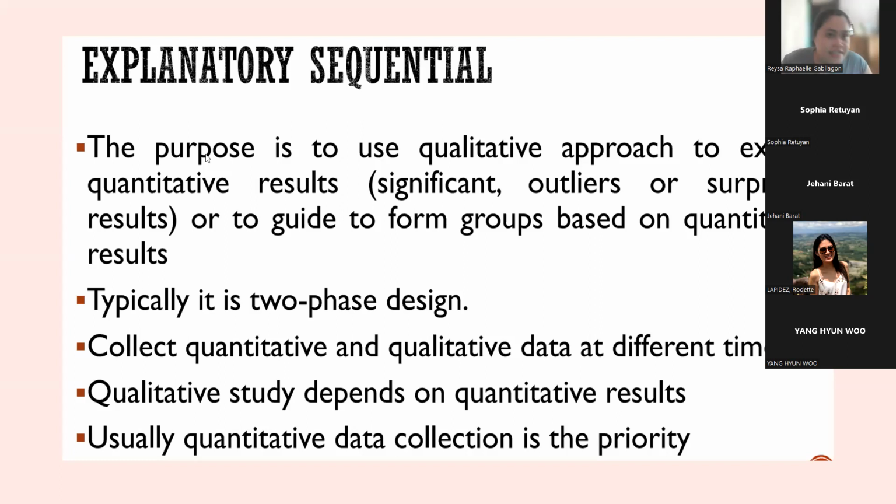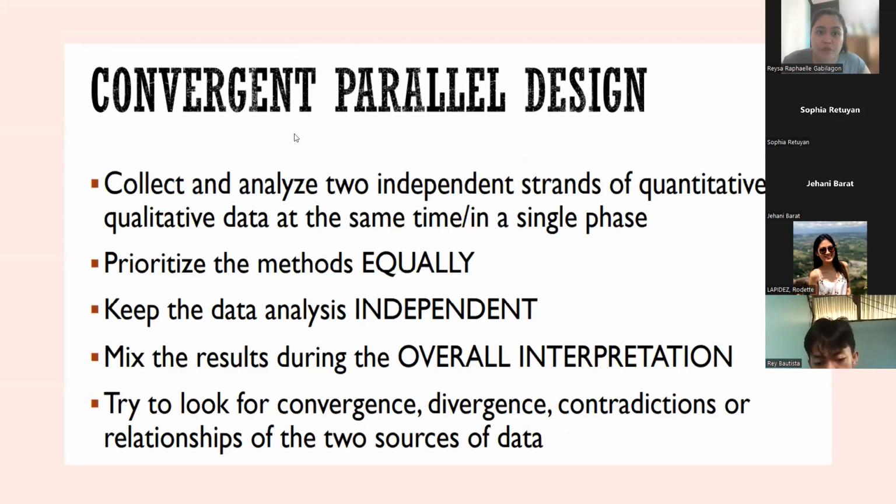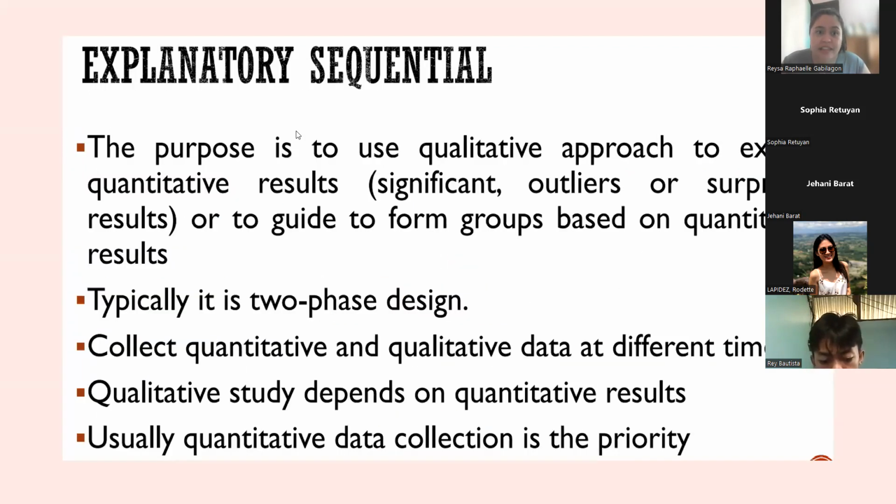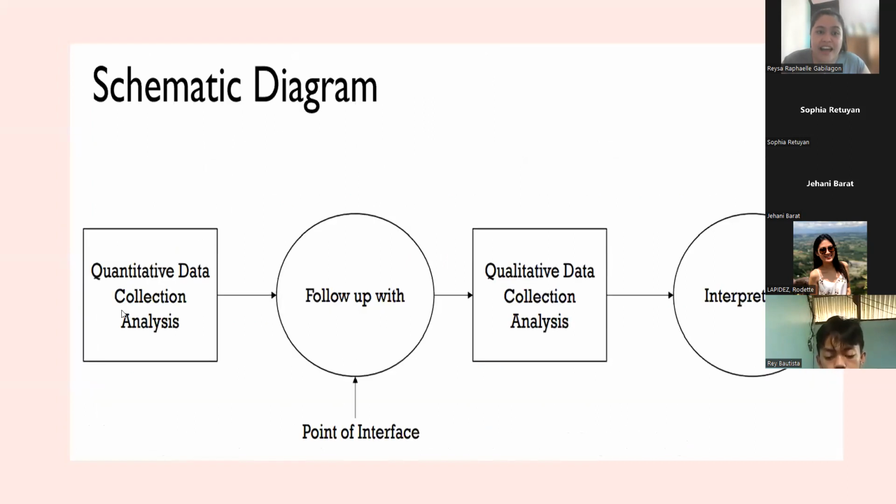Pero before that, let's have the explanatory sequential. Explanatory sequential ha, meaning may sequence tayo nito. Kasi yung sa convergent parallel, sabay silang kukunin. Dito, anong unang kukunin? Kukunin muna ang quantitative data. Again, dito na lang tayo tumingin para mas madali siyang maintindihan. Kukunin muna ang quantitative data. Pwede kang mag-survey or mag-experiment. Basta quantitative data. Tapos, i-analyze mo siya. Tapos, magpa-follow up ka by collecting a qualitative data before ka gumawa ng interpretation.